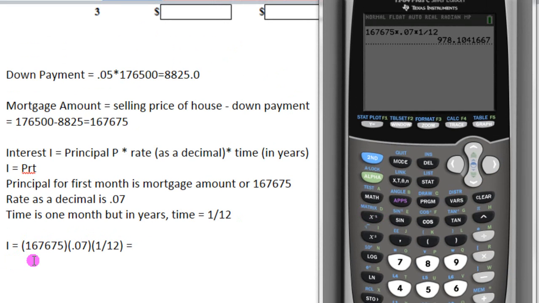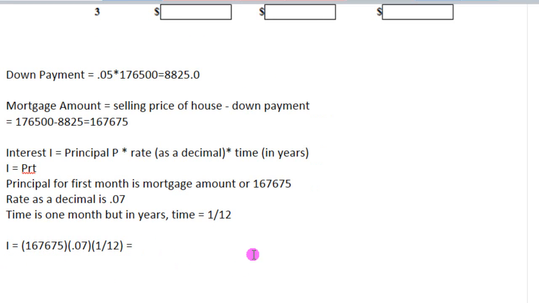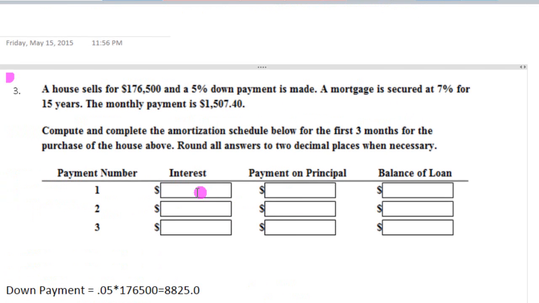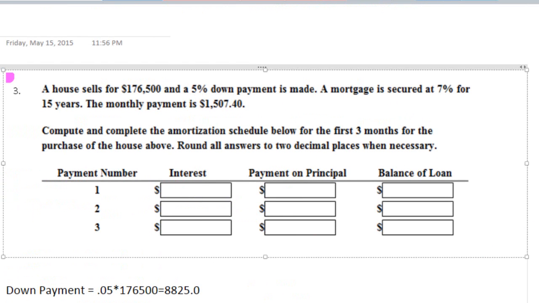Okay, so again, interest equals principal times rate times time. And so I put it here on my graphing calculator, and I computed that the interest for the first month is $978.10 if we round it to 2 decimal places. So that's what's going to come here for the first box, okay?